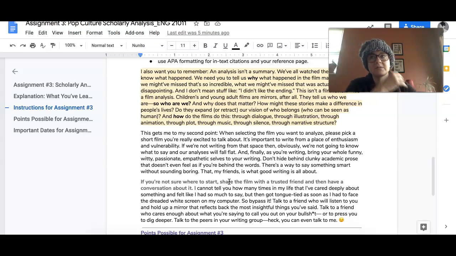I think a lot of times we erroneously think that we have to sound clunky and fancy when we write, and I'm really hoping that so far in this class that you've learned that it is possible to be accessible and entertaining and smart and academic at the same time. That is what makes a good academic writer, okay? So I want you to bring your whole self to this, right? Allow your personality to shine through in your analysis.